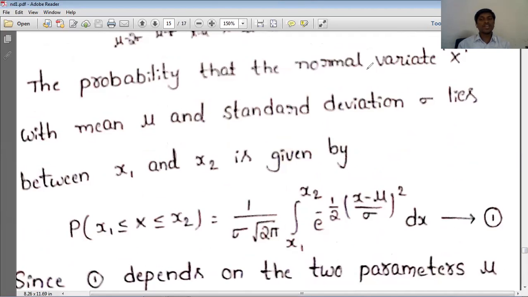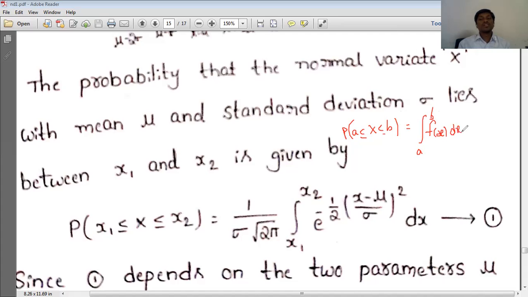If it lies between a and b, simply what we calculated there, P of A less than or equal to X less than or equal to B. If it lies between these two, A less than or equal to X less than or equal to B, simply what we calculated, integral A to B f of X dx. This is the one we use, right? So integral A to B f of X dx.